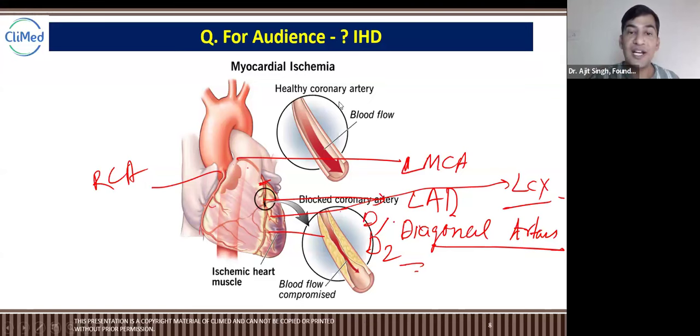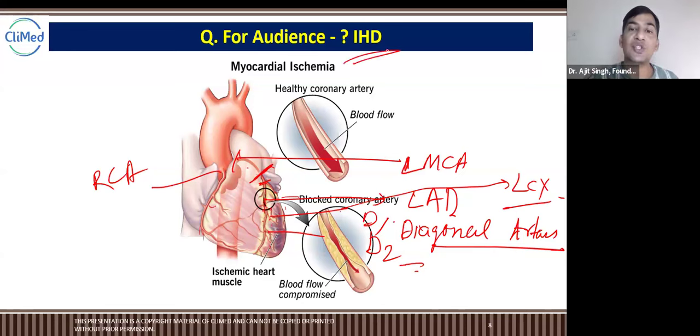Okay, so left side is one of the major parts. I mean, definitely the right side also, but left side has multiple branches of LMCA, the left main coronary artery. So from here to here, it is called LMCA, and then it is divided into LCX and LAD. And LAD also is divided into diagonal 1, diagonal 2, multiple different parts. Understand? So these are the arteries.